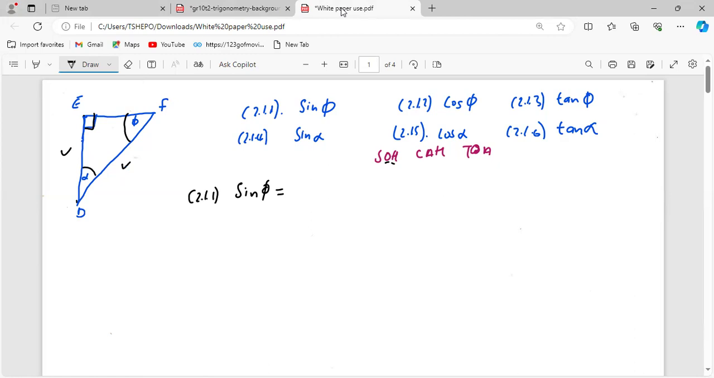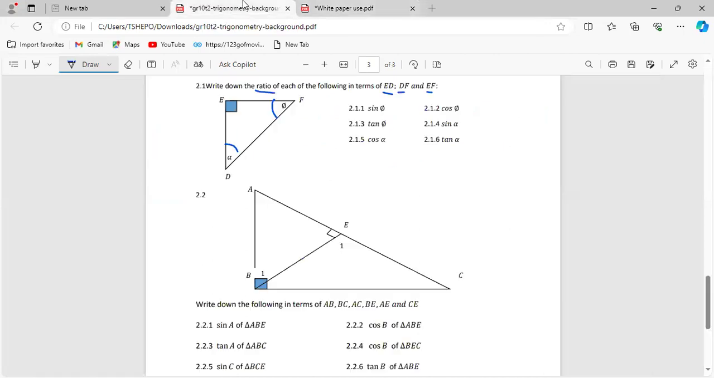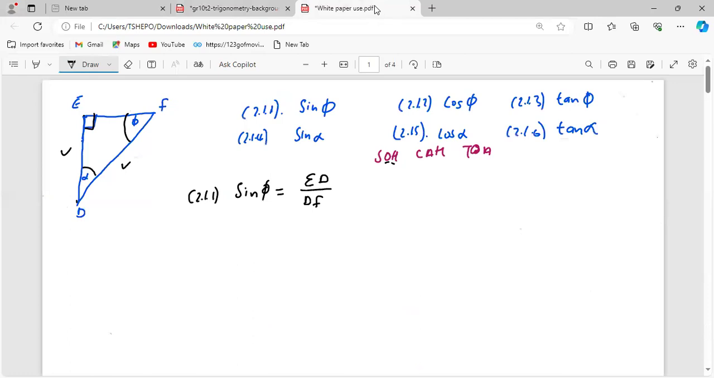Now let us write sine phi using the sides of this triangle. Sine phi is going to be opposite, ED, over hypotenuse. Hypotenuse in this case, we said, is opposite to 90 degrees. It's going to be DF. And then we are done, because literally the statement said to us, write down the ratio of each of the following in terms of ED, DF, and EF. So this is the first answer, to 2.1.1.